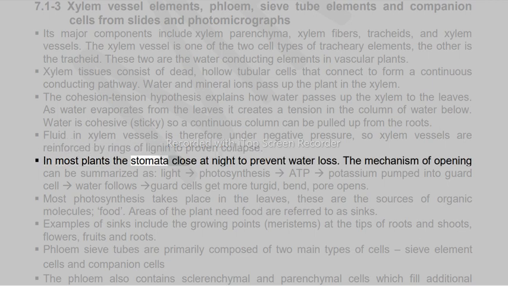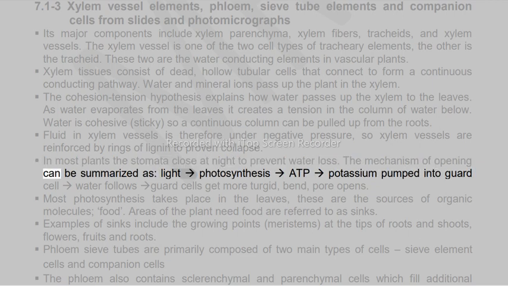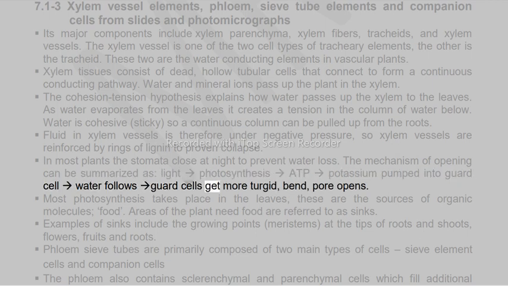In most plants, the stomata close at night to prevent water loss. The mechanism of opening can be summarized as: light, photosynthesis, ATP, potassium pumped into guard cell, water follows, guard cells get more turgid, bend, pore opens.